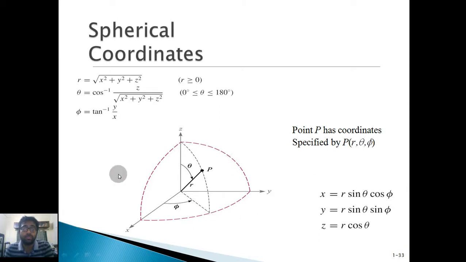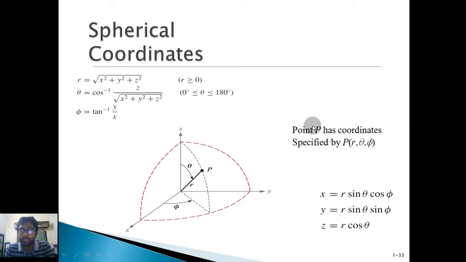In the spherical coordinate system, as we have already described, the value of r will be the square root of x squared plus y squared plus z squared, where r is greater than or equal to 0. The value of theta can be described using cos inverse of z divided by the square root of x squared plus y squared plus z squared. The value of theta will be between 0 and pi, meaning 180 degrees. The value of phi can be determined using the same process that we used to determine the value of phi in the circular cylindrical coordinate system.